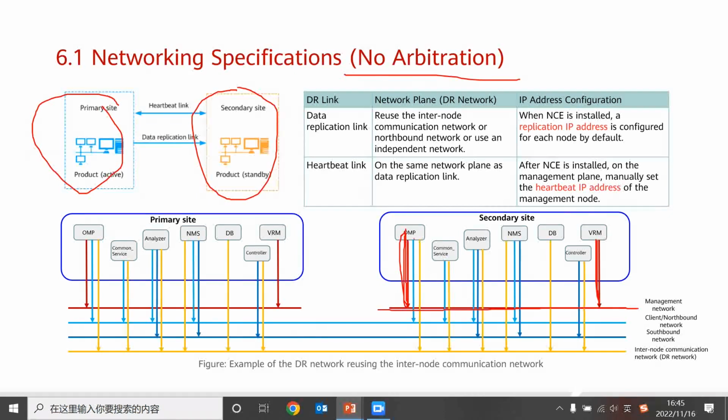And let's see here, the OMP, the common service, analyzer, and NMS need to be on the northbound network, which is the client network. And for the southbound network, analyzer, NMS, and controller need to connect to the southbound network that connects the devices. And for the inter-node communication network, the DR network, the yellow ones are the ones that need to connect to the same plane in order to send the data, to do the synchronization and the quick switchover.